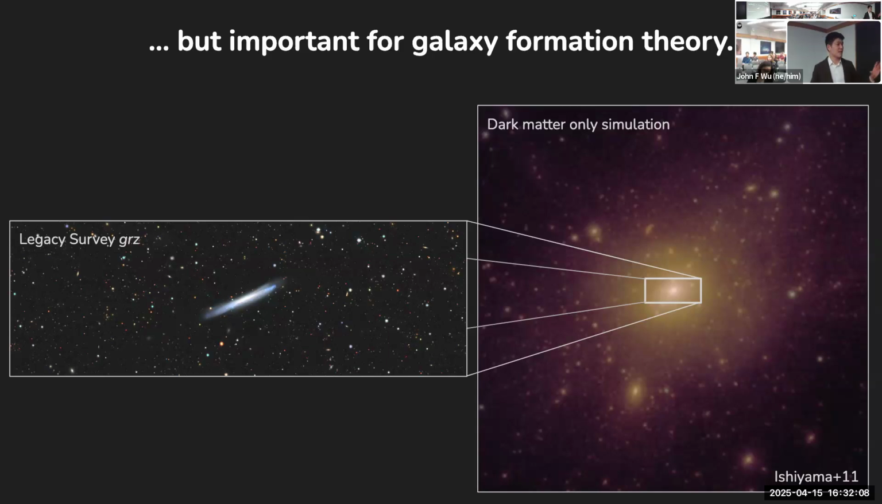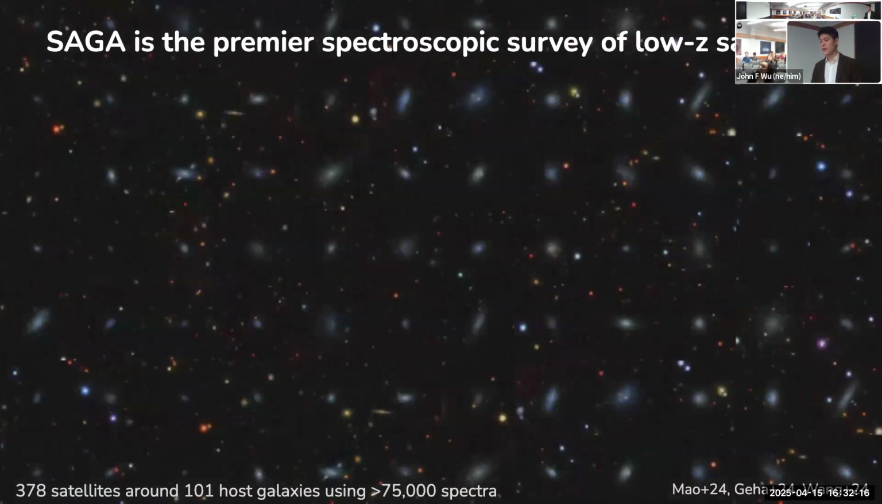And so there are different ways that we can start to meet each other in the middle in terms of how many satellites we really predict and how many satellites we really observe. In order to get a better handle on this, the SAGA survey, the Satellites Around Galactic Analog Survey, is one of the premier surveys trying to confirm and perform a complete census of satellite galaxies around Milky Way-like systems.